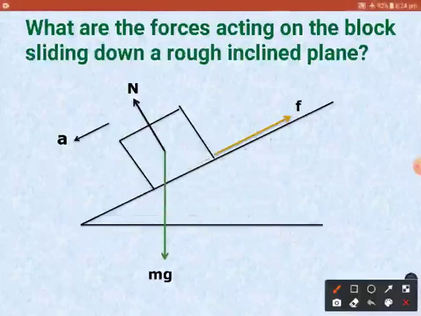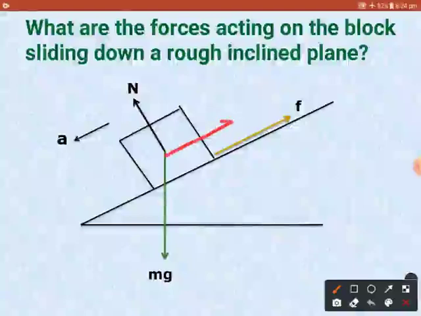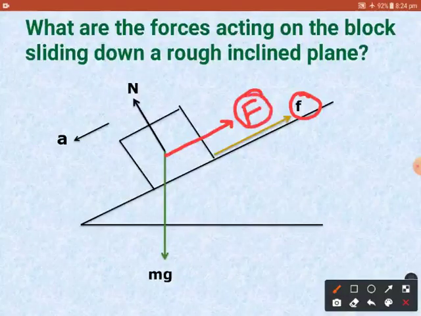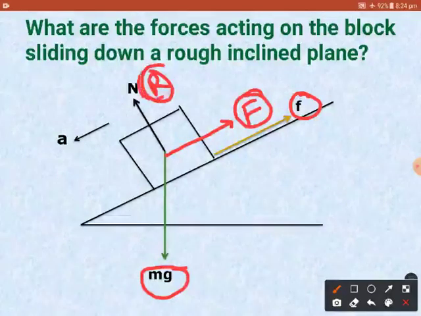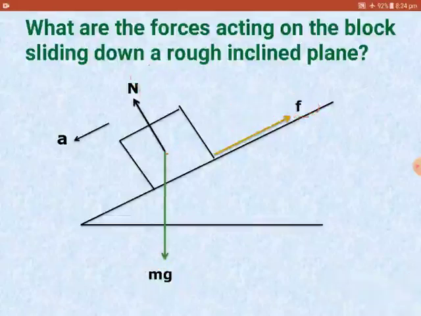We can mark it here also F. That means this frictional force may be denoted by capital F also. In some textbooks it may be denoted by small f, in some by capital F. Got it? These three forces: normal reaction, which may be denoted by capital R in some textbooks, it is a matter of notation only, you can denote it by capital N or capital R, doesn't matter. So there are three forces acting on it: weight equal to mg, normal reaction, and force of friction.